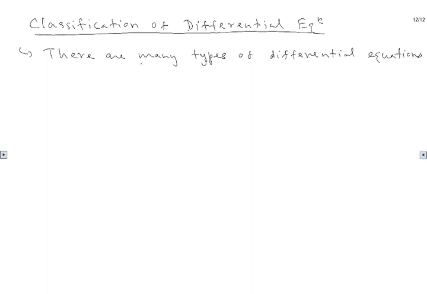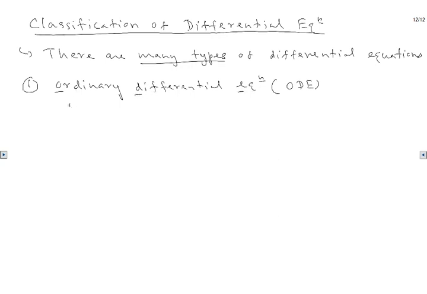So let's start with the one that we already know, what we call the ordinary differential equations. We normally call this ODE.